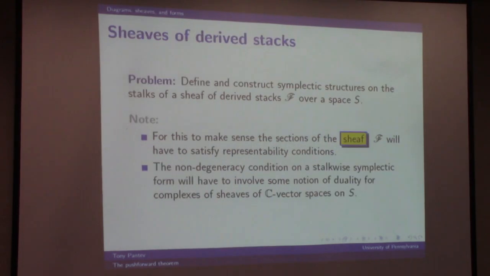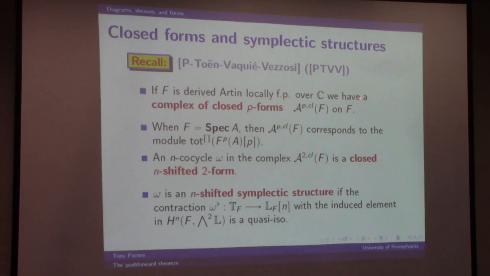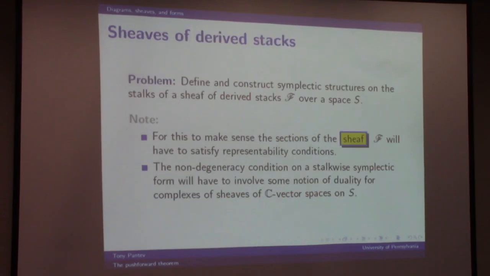Okay, so here's the problem. What I want to do is start with a sheaf F over a topological space S. And one thing I want to know about this sheaf is that the fibers are some kind of geometric object. So they're going to be for me stacks, or in fact derived stacks. And I want to understand what it means for such a sheaf to have a symplectic structure on each fiber.